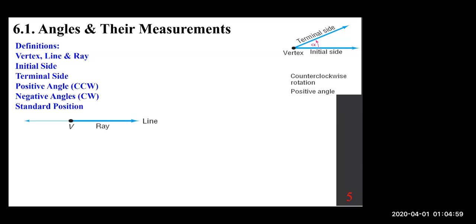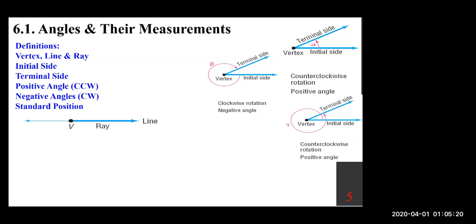Look at the way we are looking at alpha, it's counterclockwise rotation, which is considered a positive angle. Now again, initial side, clockwise rotation, it's a negative angle. Okay, so positive versus negative. It's important to see that there are angles that may have the same terminal side known as coterminal angles.